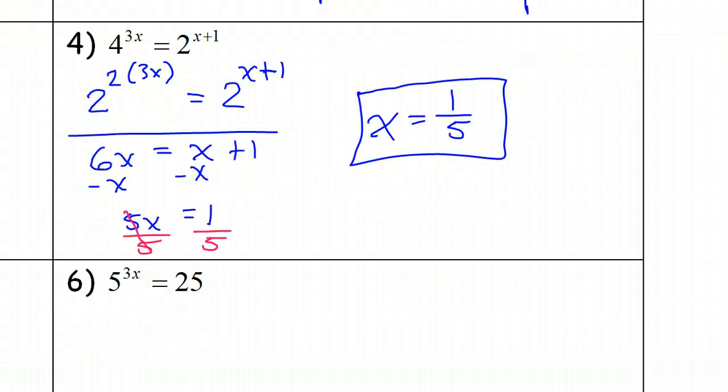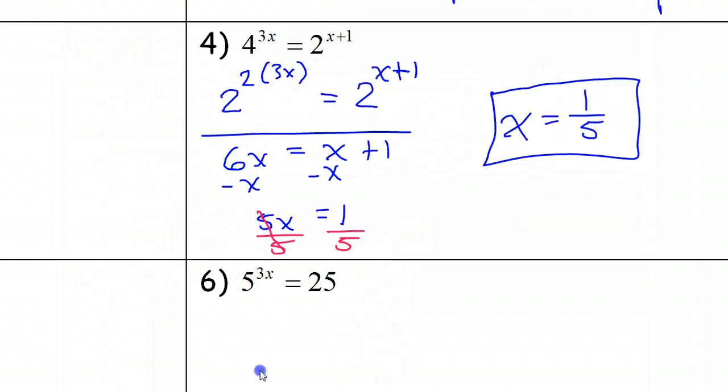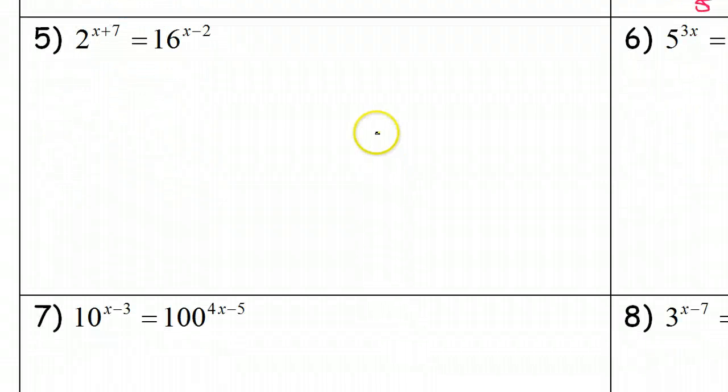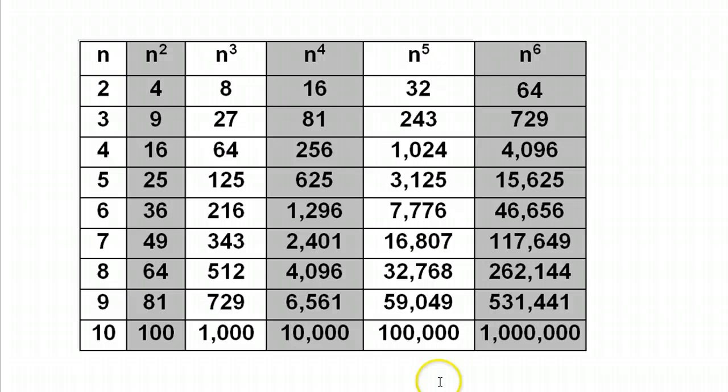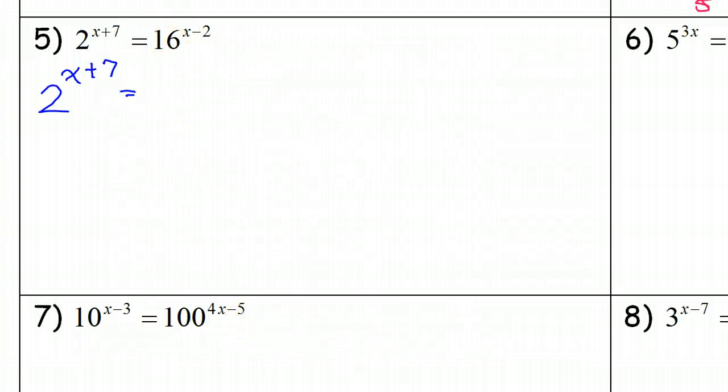All right, number 5. Well, I see that base 2. There's nothing that I can do with that, so I'm definitely going to have to deal with base 2. So hopefully 16 can be written as base 2. So base 2, and there's 16. So in other words, 2 to the 4th power is 16. So instead of 16, I can write 2 to the 4th power, just like that.